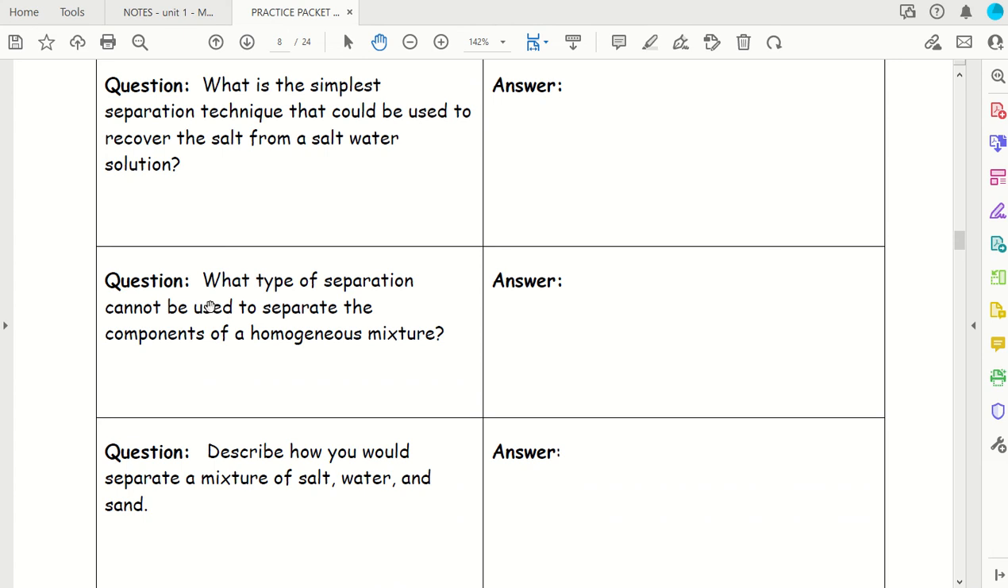What type of separation cannot be used to separate the components of a homogeneous mixture? All right, so one thing you don't want to do is use, for example, filtration. Because there's no solids in a homogeneous mixture. All right, so that's an example of one.